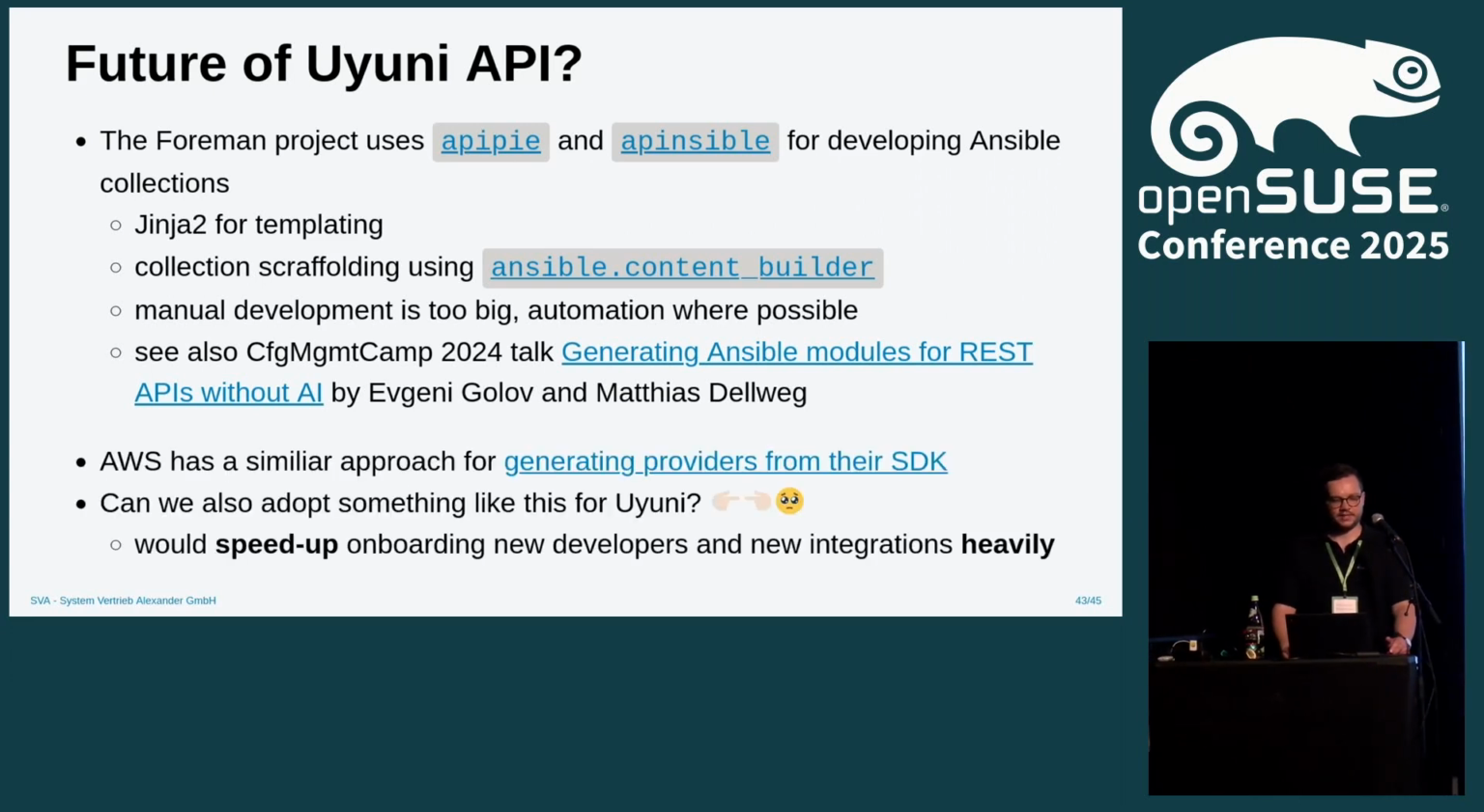When we have a look at AWS, they have a similar approach for generating providers from their SDK. So they wrote their own SDK. And I would like to hear your thoughts on maybe we could adopt something like this for Uyuni. It would speed up onboarding new developers and users and of course integrations heavily. So we would be able to have a fully covering Ansible collection, maybe just in terms of weeks and not in terms of months of development. So this would be really good, in my opinion.